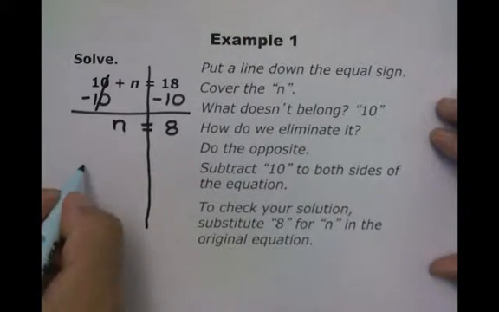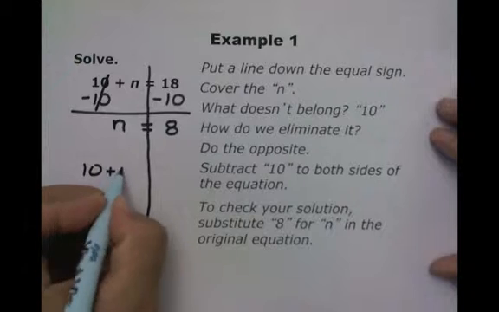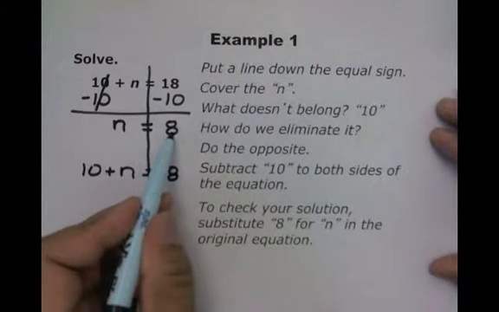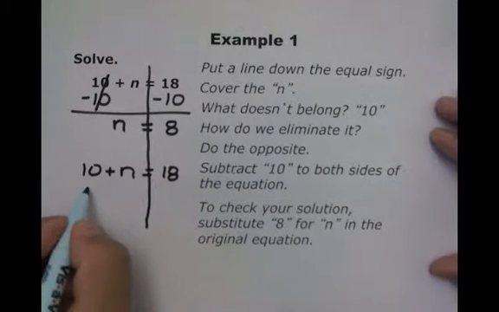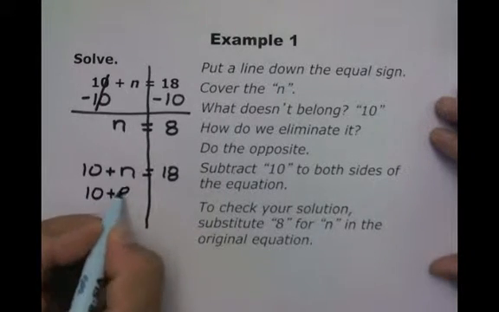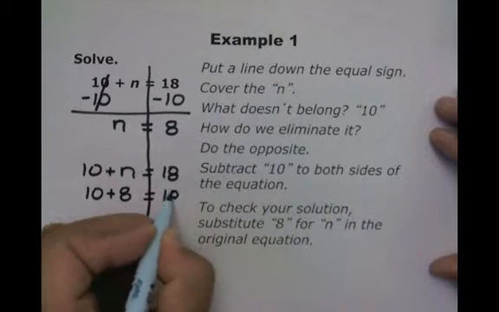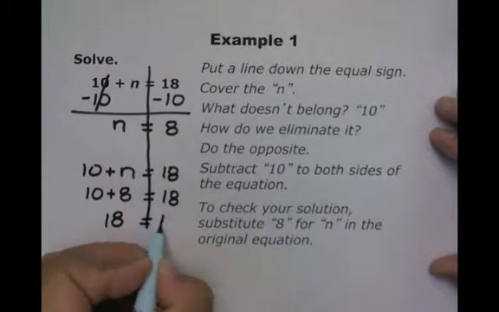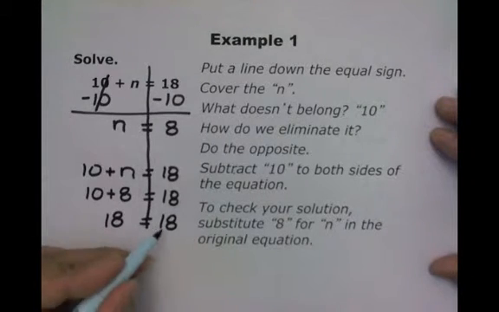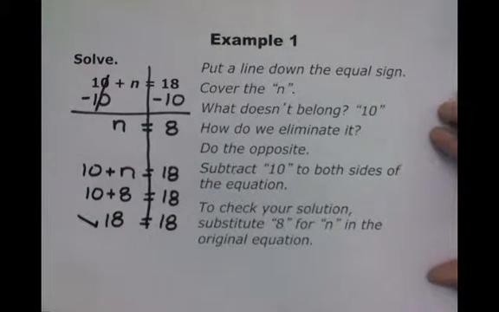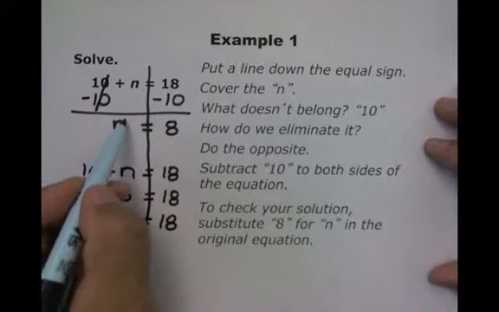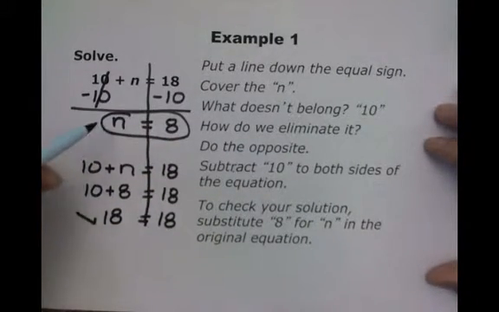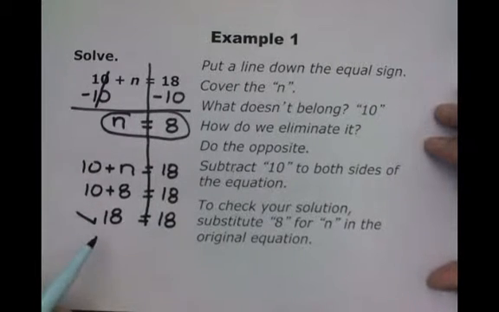So when I check it, I'm just going to rewrite the equation 10 plus n equals 18, and then I'm going to substitute 8 in for n. In this case I get 10 plus 8 equals 18, and then I add 10 plus 8, which is 18. And does 18 equal 18? Yes. So it checks and works. So for my equation, 10 plus n equals 18, I know the answer is n equals 8, and I checked it as well.